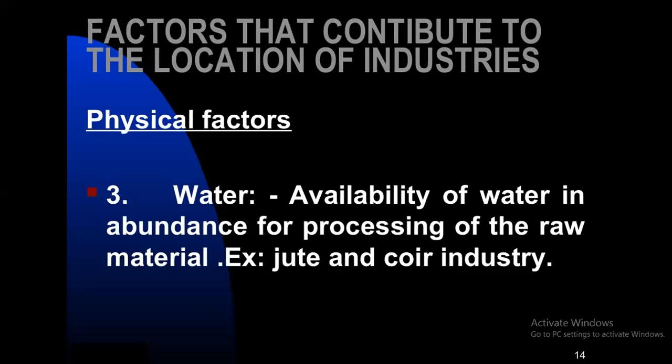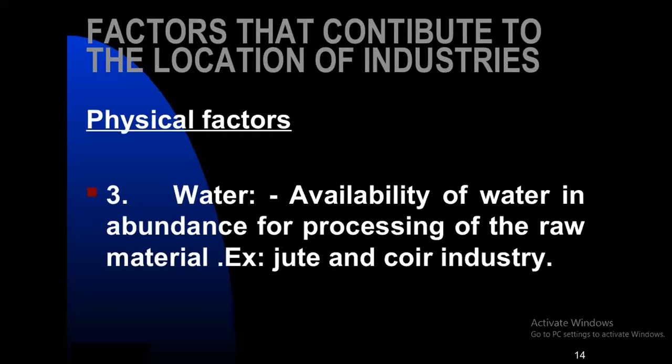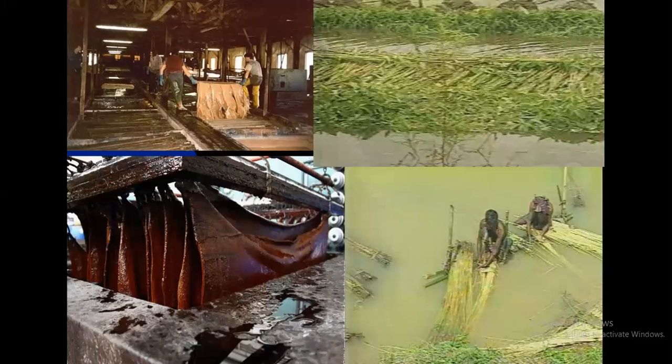Next, water. Availability of water in abundance for processing of the raw material, for example jute and coir industries. When jute and coir industries are there, they always need water near them. Why? Because they have to clean it and dry it. So they will always see that jute and coir industries are near the availability of water. You can see here, the jute near the water, they clean it properly, they dry it, and then they use it for other purposes.